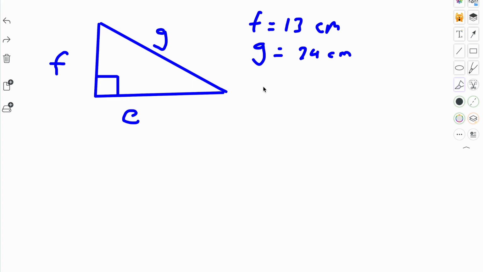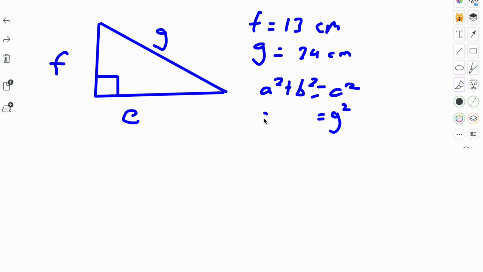So we know that our regular formula is a squared plus b squared equals c squared. Now this confuses a lot of people because, oh no, how are we going to write this down? So we're going to change the formula a little bit. We know that our c is our hypotenuse, but instead of c, we can write g as our variable. So we can write g squared, and then for a and b you can choose what you want them to be.